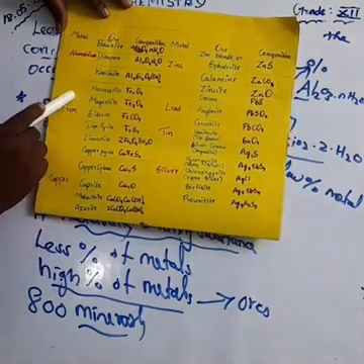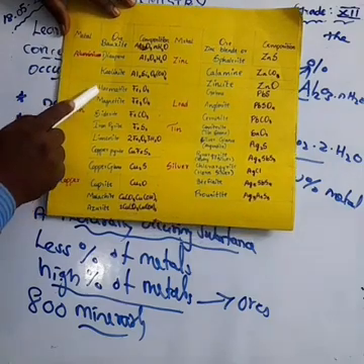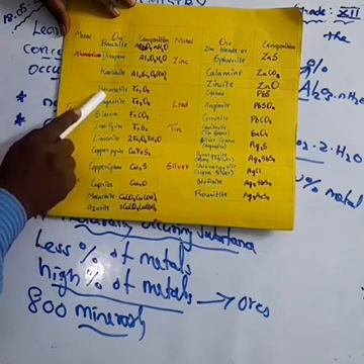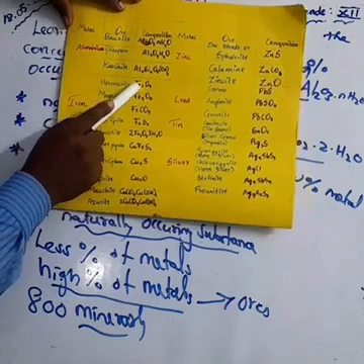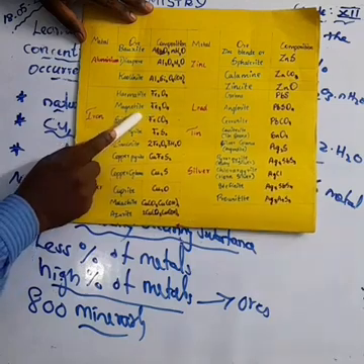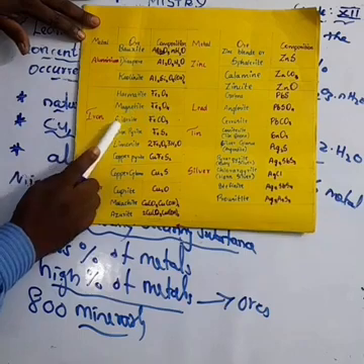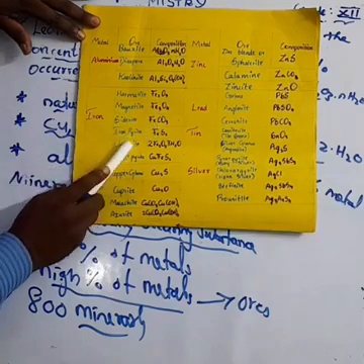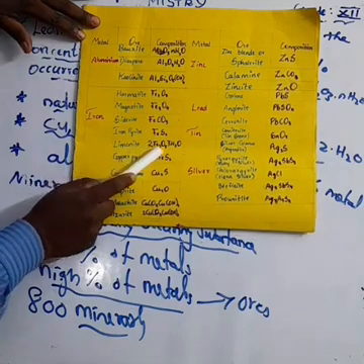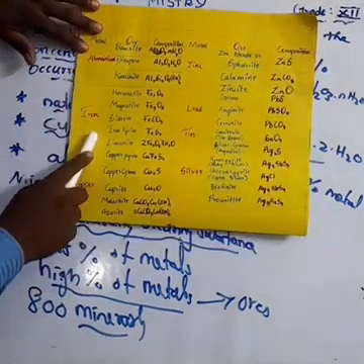Next we will discuss the iron metal. Iron has 5 types of ore. One is hematite. The formula is Fe2O3. Next one, magnetite, formula Fe3O4. Siderite, formula FeCO3. Iron pyrites, formula FeS2. Limonite, formula Fe2O3·3H2O. These are the ores of iron.